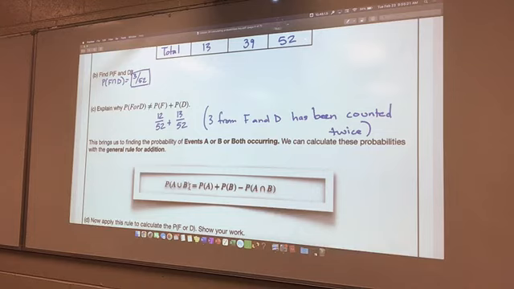9 out of 52 plus 10 out of 52, right? 22 out of 52. We already calculated what the probability of a face card and a diamond is. And that's what we have to throw out, because that's what they have in common.